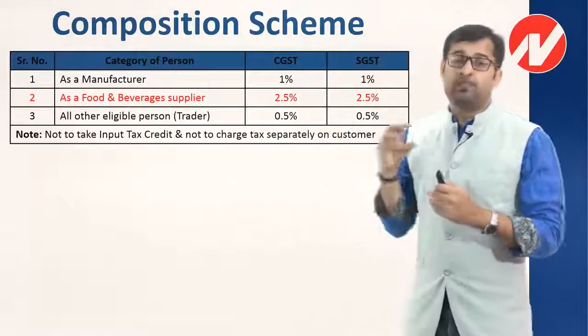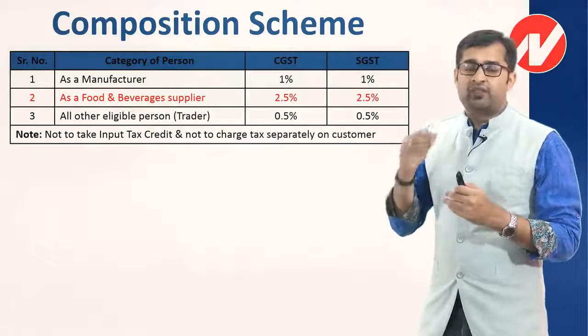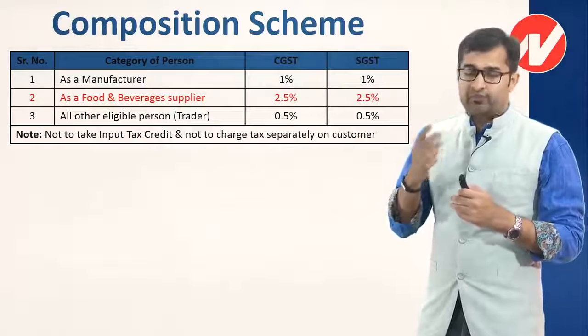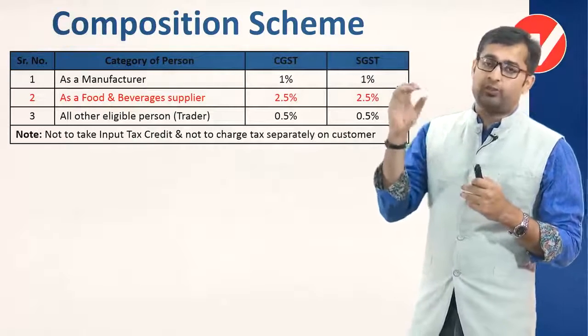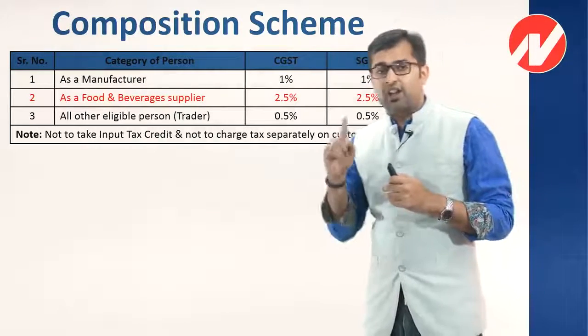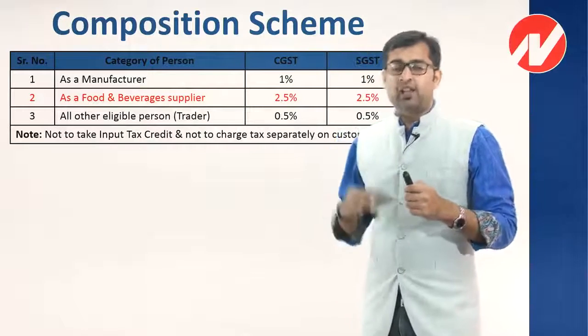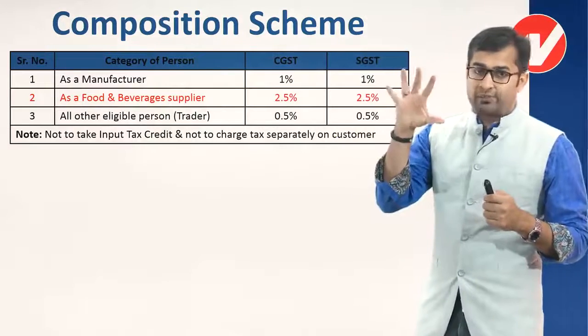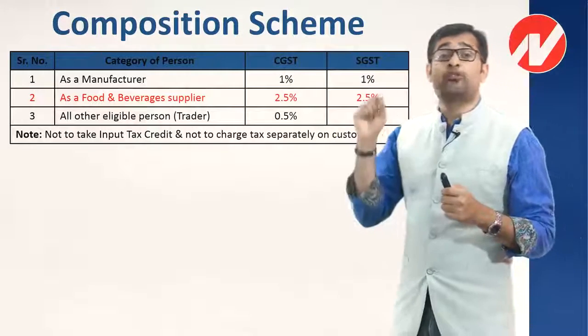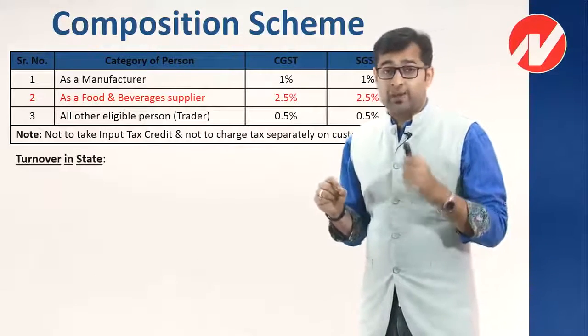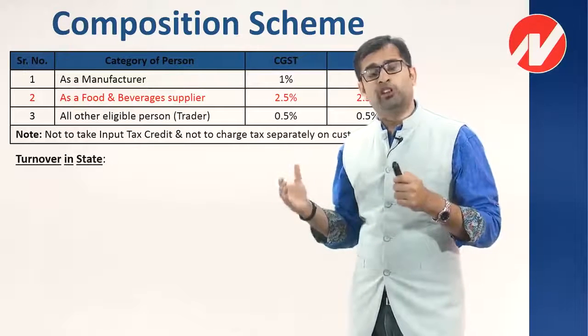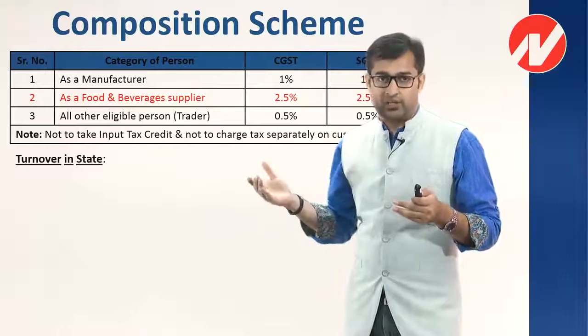Now comes a very, very important point. Let us say as a manufacturer I need to pay 2%. As a food and beverage supplier I need to pay 5%. And as a trader I need to pay 1%. But of what? So that is where they say your 2%, your 5% and your 1% shall be of turnover in that respective state, or if you are in a union territory, then in that respective union territory.